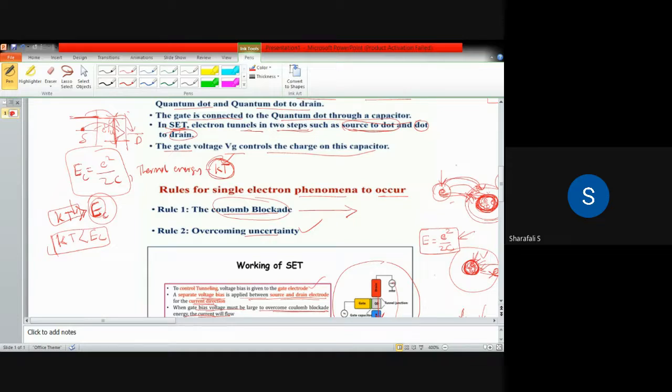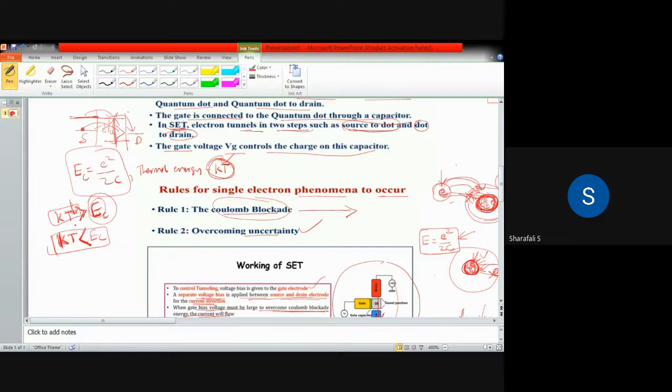So we can say if you are considering this kind of condition, kT greater than EC, then these electrons can directly go to the drain side. So we cannot control those electrons. If you want to control the electron, this kT must be less than EC. It has to be less than EC.